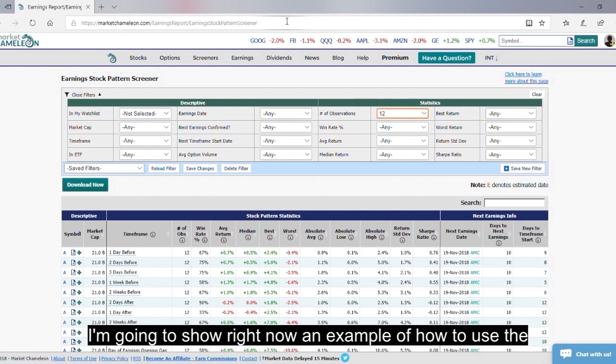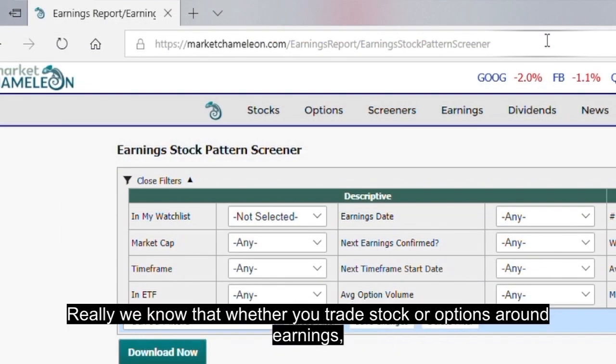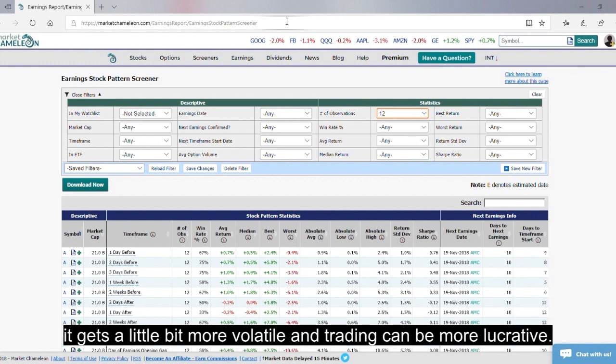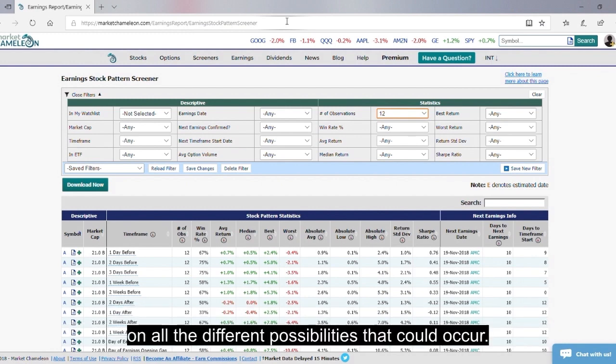I'm going to show right now an example of how to use the earnings stock pattern screener. Really, we know that whether you trade stock or options around earnings, it gets a little bit more volatile and trading can be more lucrative, but you want to use your data to help you out and give you some guidance on all the different possibilities that could occur.